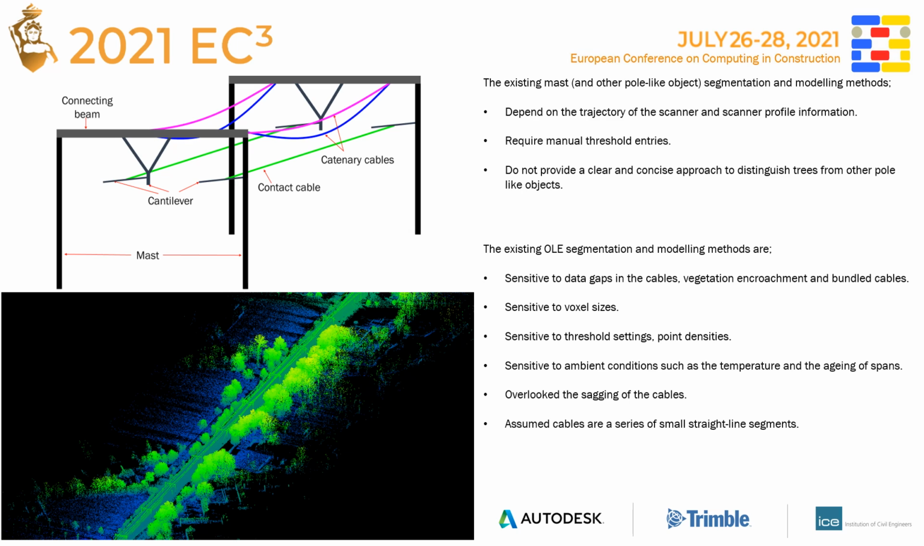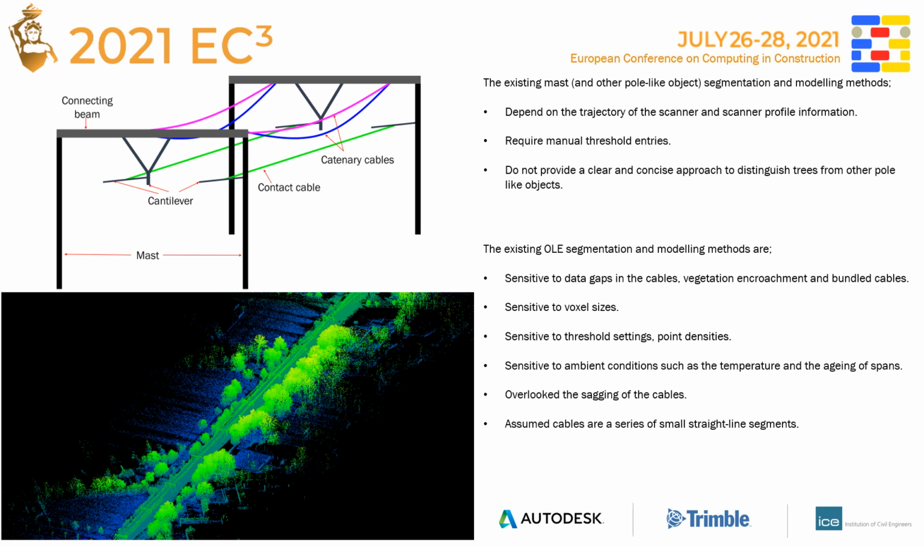For overhead element segmentation and modeling, the challenges inherent in point clouds, such as data gaps in the cables, vegetation, and bundle cables, reduce the accuracy of the results of the existing methods. Many of the methods are sensitive to the voxel sizes, threshold settings, and point densities. A few studies overlook the sagging of the cables, while others assume that cables are series of small straight line segments and that cables are always parallel.